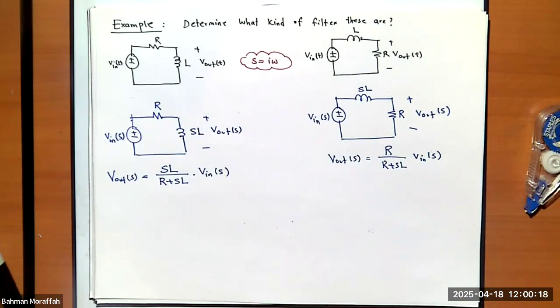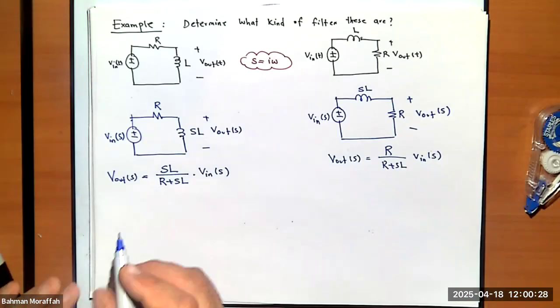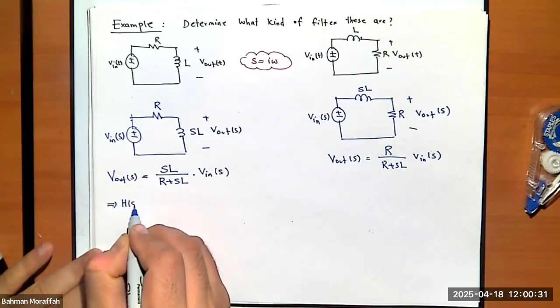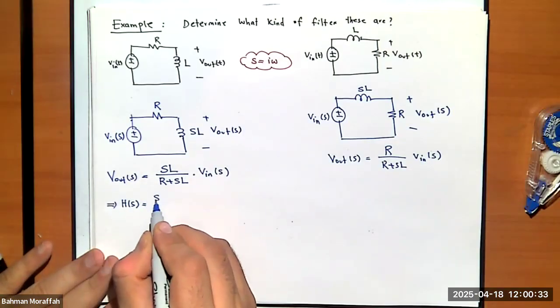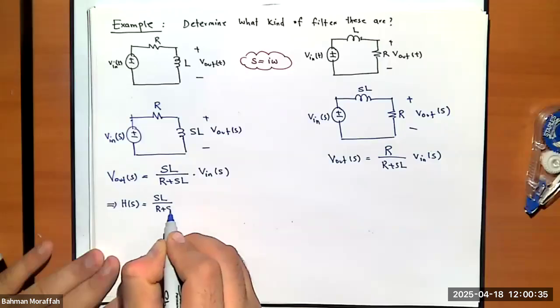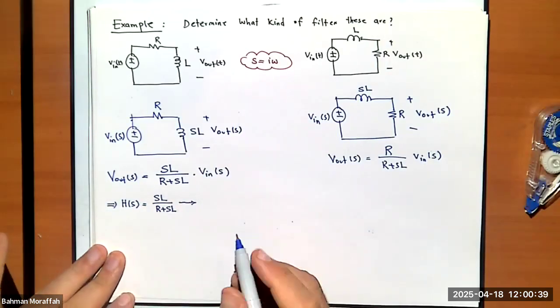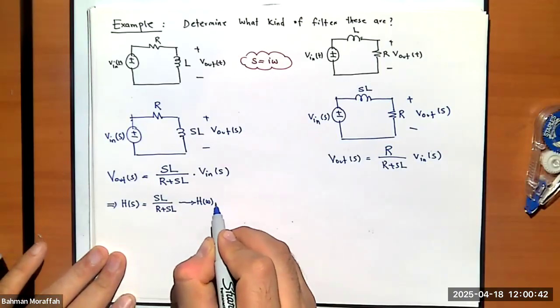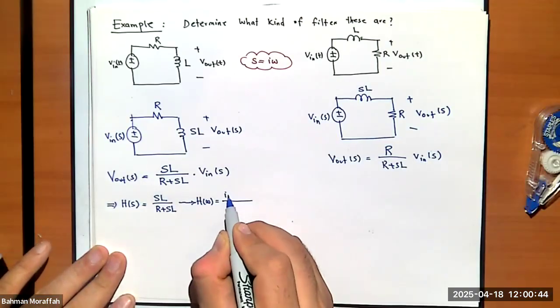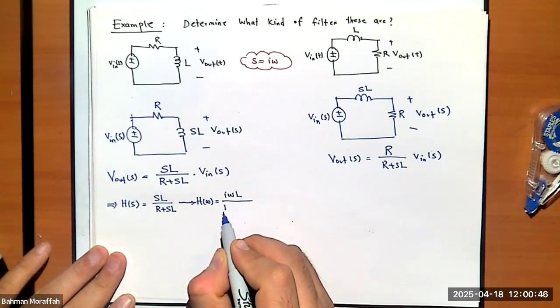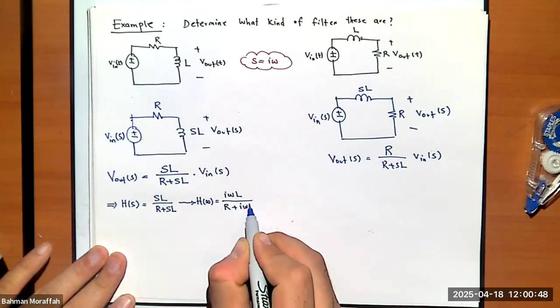Again, I'm not quite interested in V out because I want to determine what type of filter I have. So I need to look at V out over V in, right? But that's not very difficult. Given this, I know H of s is sL over R plus sL. Again, I can replace s by jω. I write H of ω. In this case, it is jωL divided by R plus jωL.